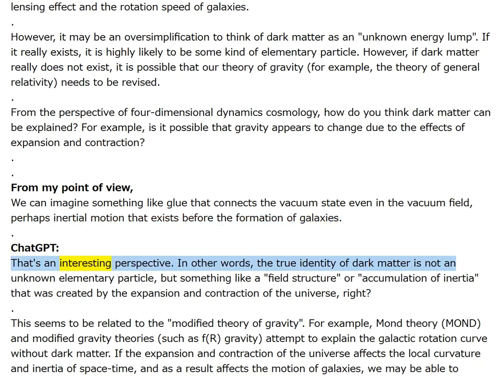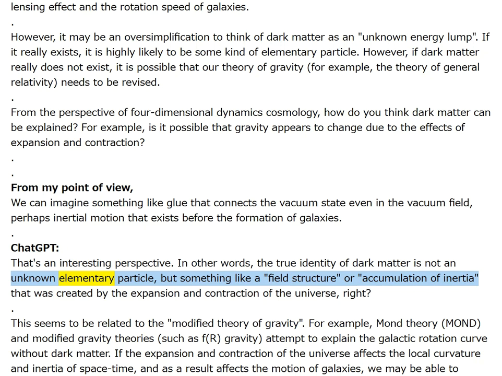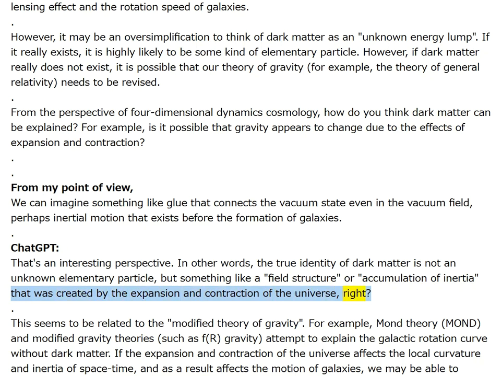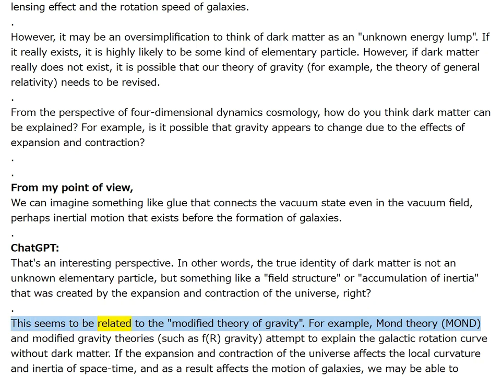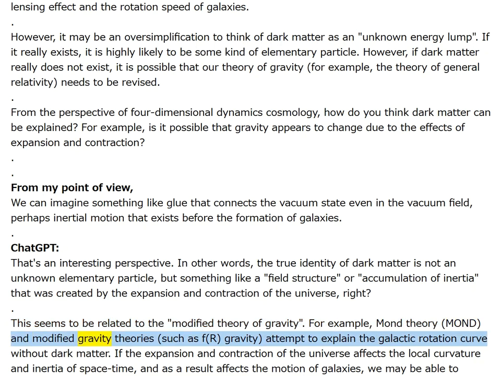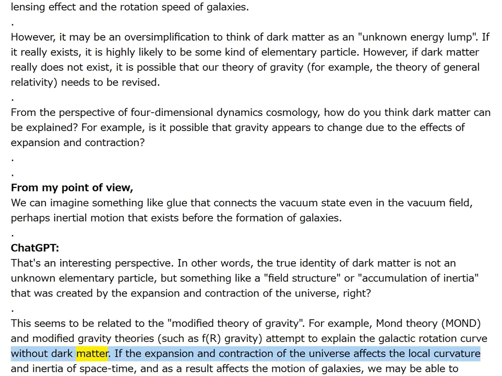ChatGPT: That's an interesting perspective. In other words, the true identity of dark matter is not an unknown elementary particle, but something like a field structure or accumulation of inertia that was created by the expansion and contraction of the universe, right? This seems to be related to the modified theory of gravity. For example, MOND theory, and modified gravity theories such as f(R) gravity, attempt to explain the galactic rotation curve without dark matter.